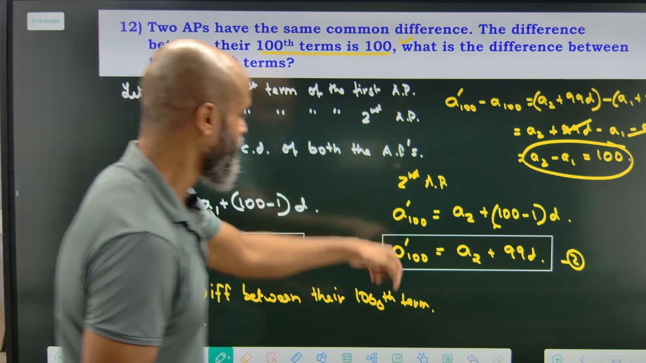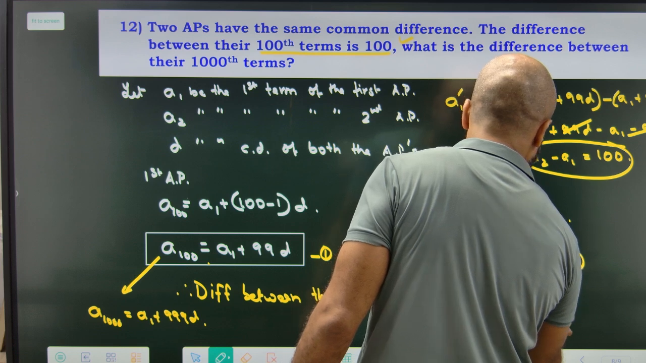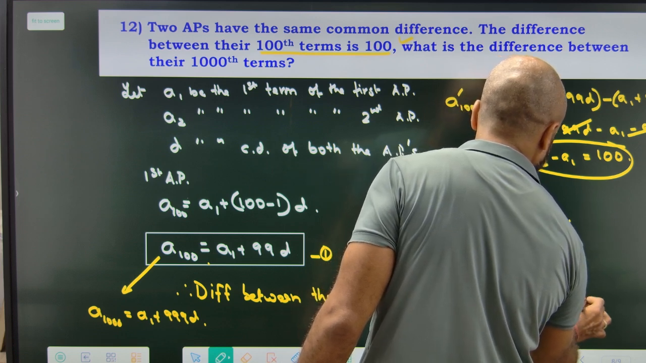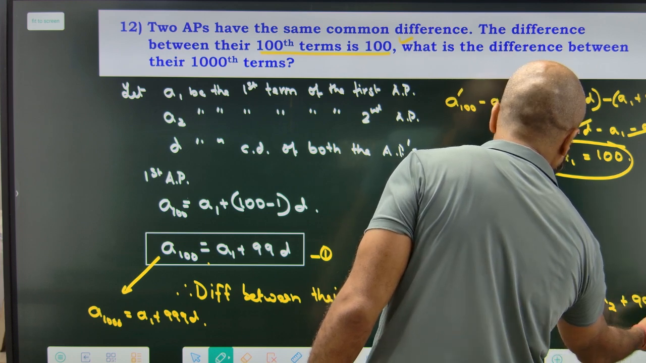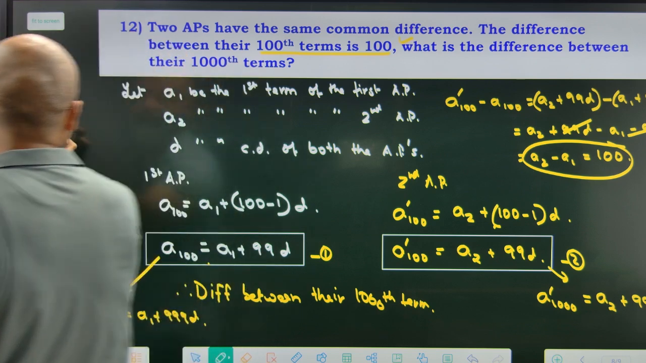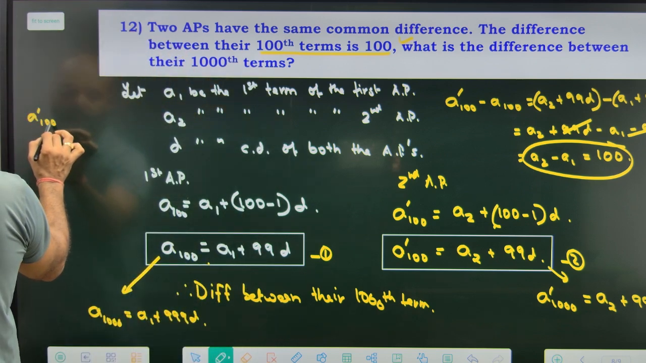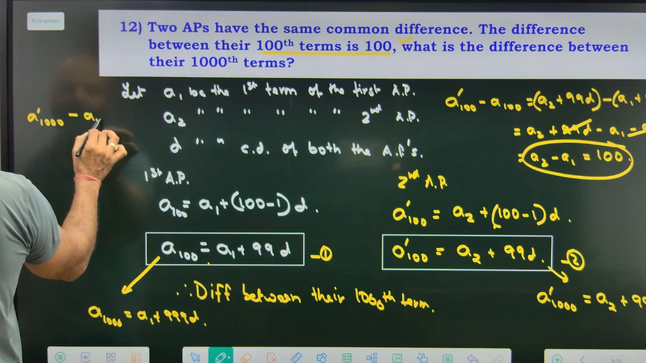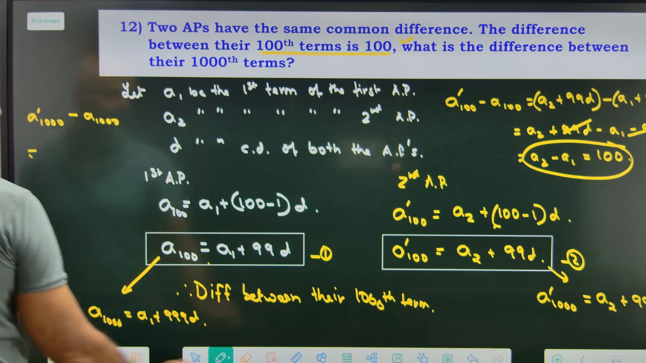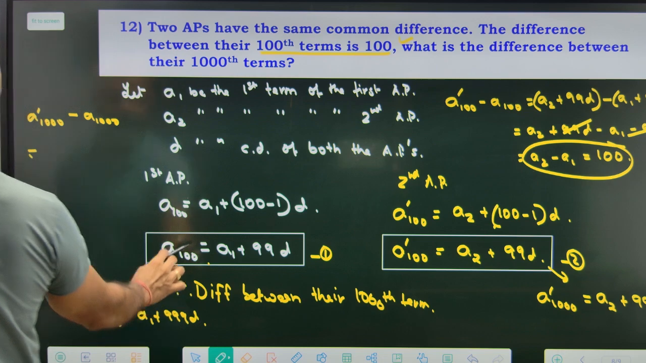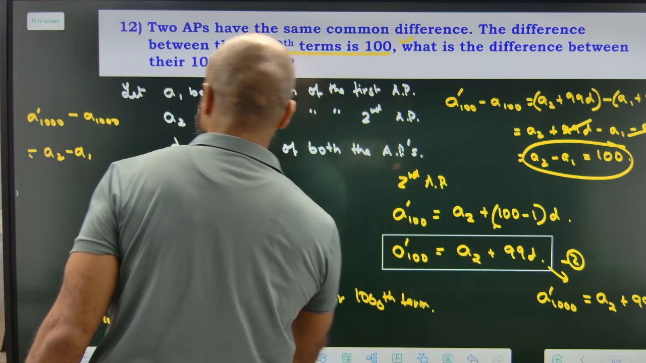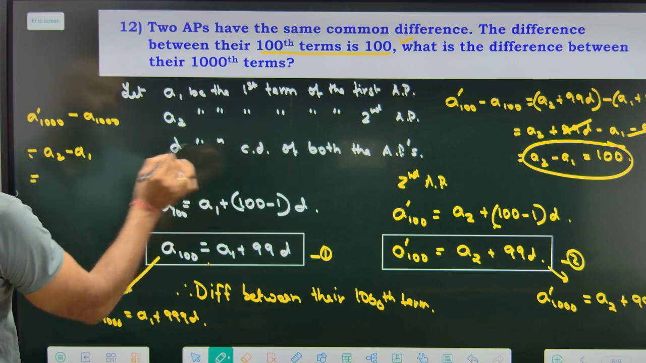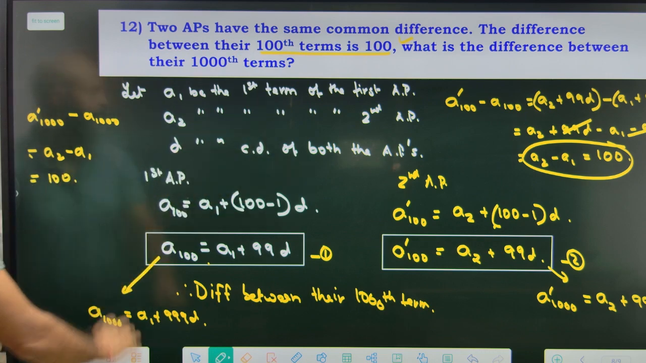And what will be the 1000th term of this? This will be a dash 1000, that will be a2 plus 999d. If I do a dash 1000 minus a1000, what do I get? Obviously a2 minus a1, and 999d minus 999d cancels. So a2 minus a1 we know is 100.